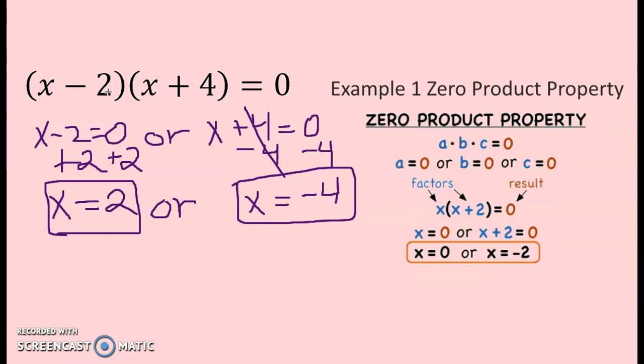So the first step for these is to separate the factors and set them equal to 0 separately. And the next step is to solve for x.